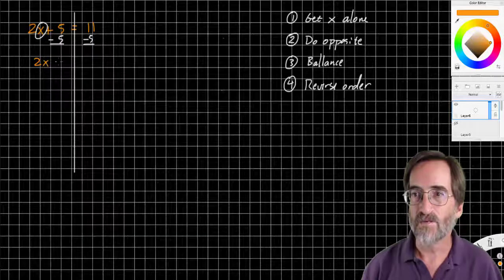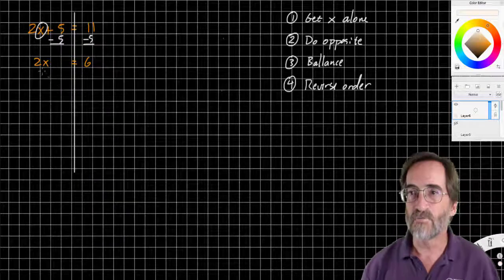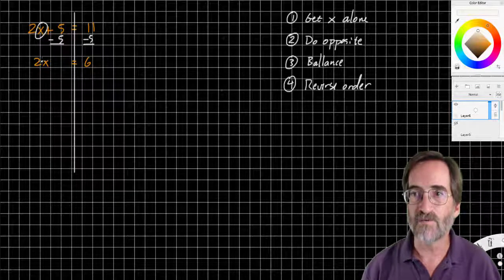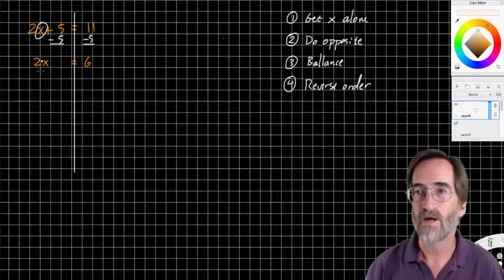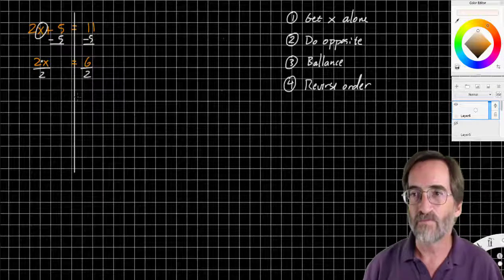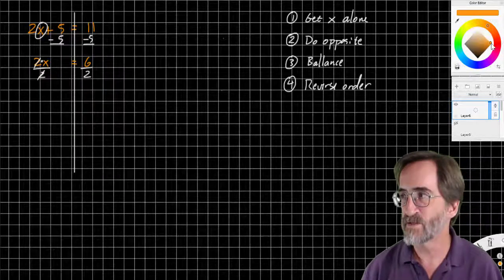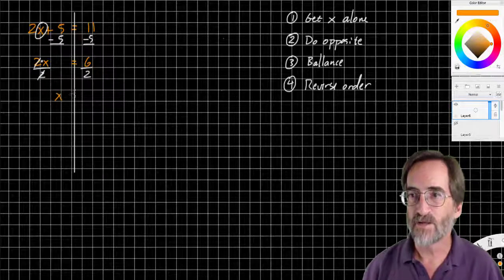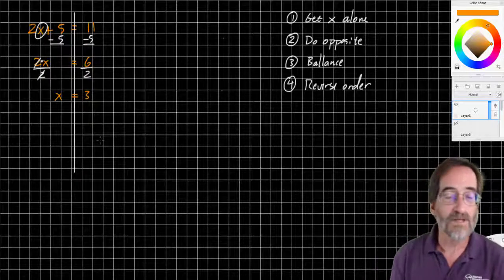So I get 2x equals 11 minus 5, or 6. Now we're going to do the opposite of times 2. When there's no symbol between a variable and a number, then the operation is times, multiply. The opposite of multiply is divide. If I divide 2 on the left, I divide 2 on the right. 2 divided by 2 is 1. 1 times x is x. So we get x equals 6 divided by 2, or 3. Right? So that's a two-step equation.